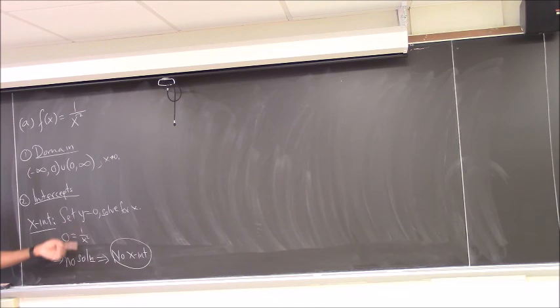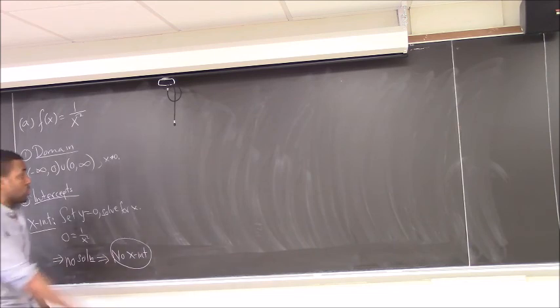Right, this is a fraction. The only way a fraction can possibly be 0 is if the numerator is 0, but the numerator is always 1. It's never going to be 0. You could also multiply both sides by x squared, and you realize that this gives you the equation 0 equals 1. We know that's false. There is no x that can solve this equation. So there is no x-intercept.